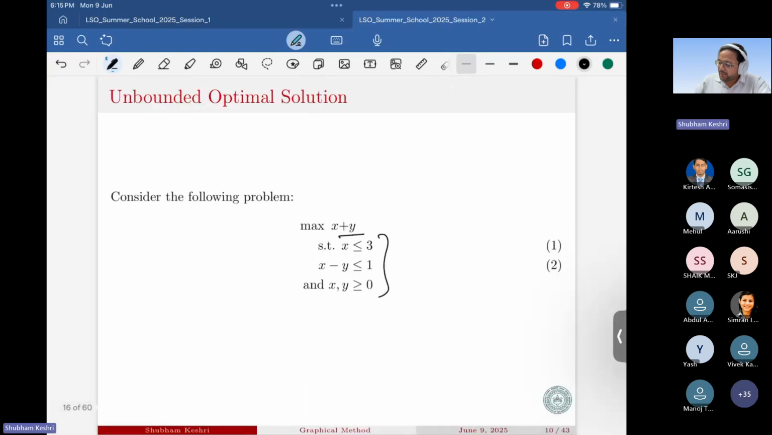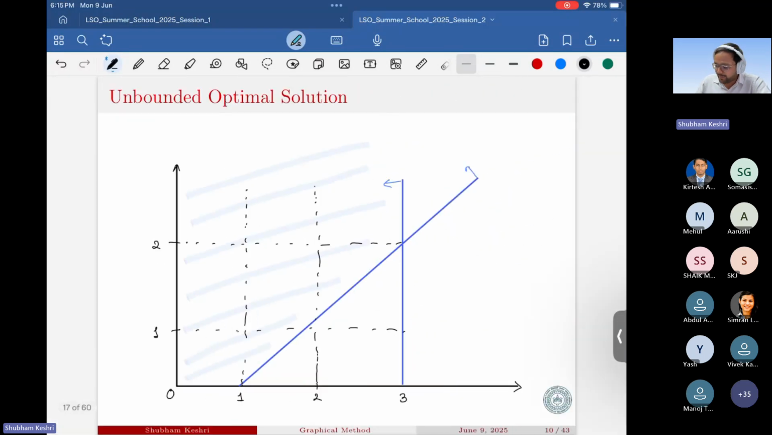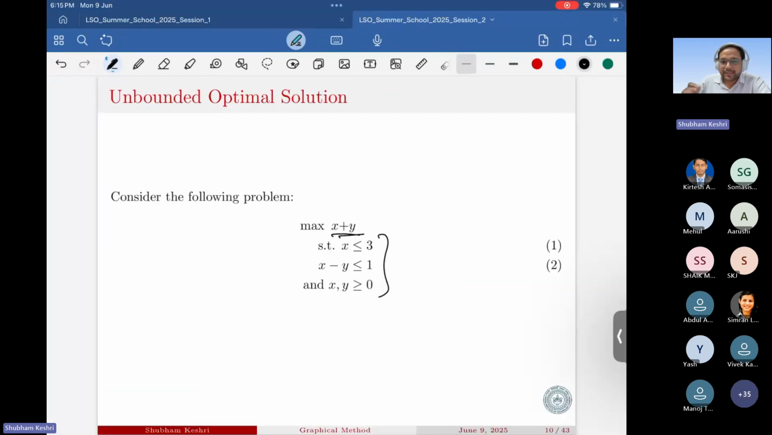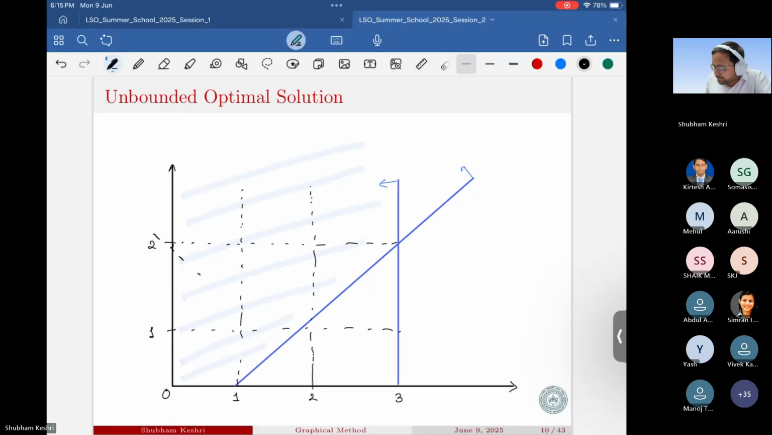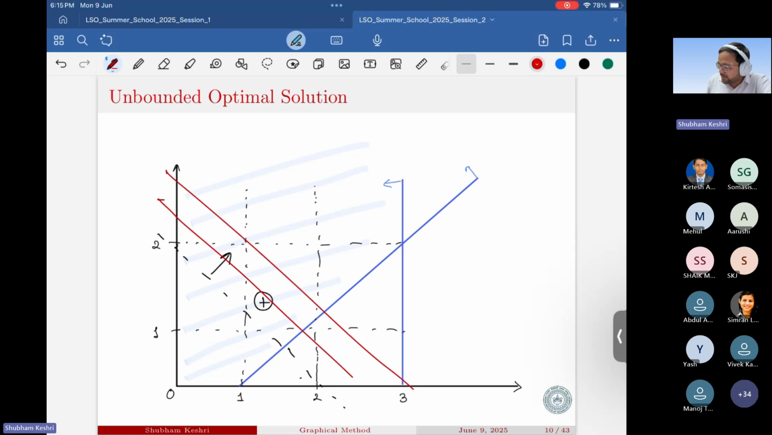All right. So the feasible region is the same in this problem. So I have drawn the same feasible region. Now the objective function is x plus y. So when you plot x plus y, it will look like this. And this is the isocost or isoprofit line. And when you see, you will observe that this is the direction of improvement. And if you move this isocost line in this direction, it moves parallel to this.